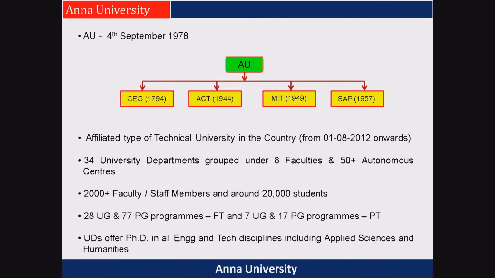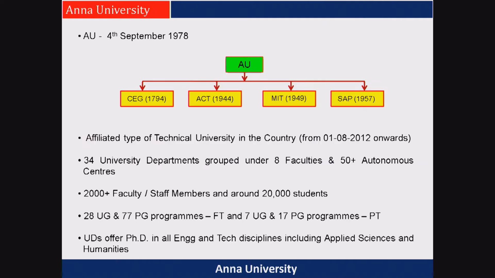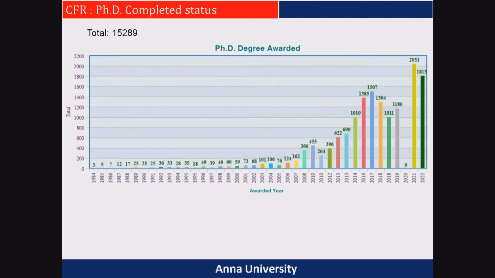Since there is a time limitation, I skip the information pertaining to our university. At the recent convocation, around 1,813 scholars completed PhD in engineering, science and humanities, and also in the management field. So put together, 15,289 scholars have completed in Anna University since the inception of the Center for Research. The Center for Research commenced on 4th September 1978. From that date to July 2022, a total of 15,000 plus scholars completed their PhD. This information is available in our website.